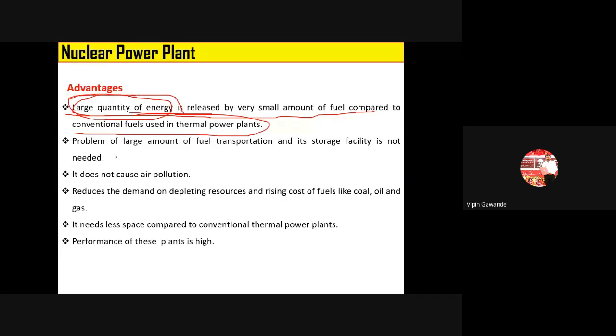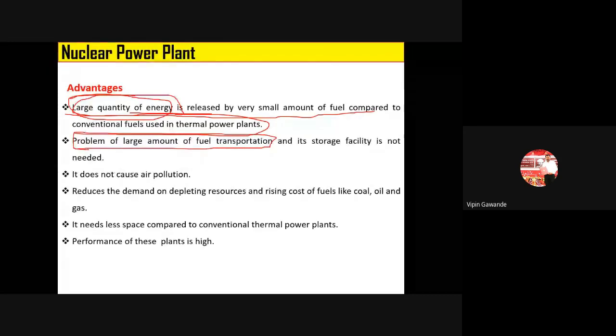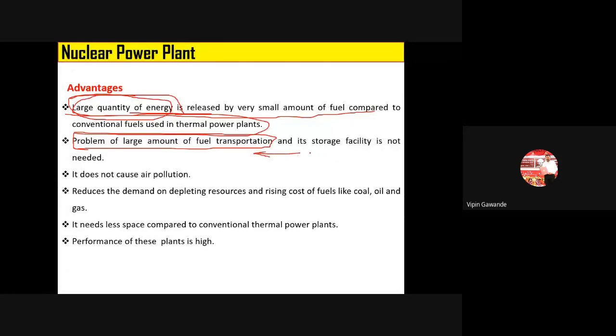There is the problem of large amount of fuel transportation in the case of the thermal power plant. From the coal mines, we have to take the coal to the thermal power plant. But here there is no such problem of fuel transportation, so the fuel transportation cost is saved. Also, we don't require any storage facility here, while in a thermal power plant, we have to store that coal.